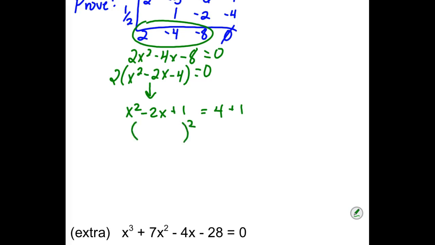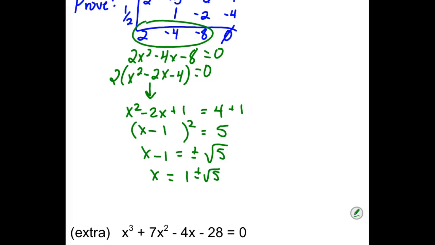I now have a perfect square trinomial. Whoops, x minus 1 squared. And on this side I get a 5. How do I solve that? Square root it. Okay.